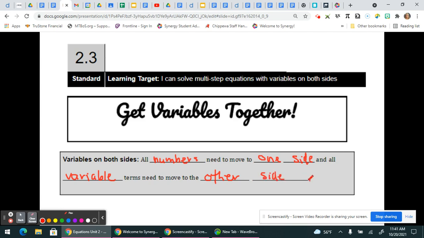Okay, so what's going to happen is we're going to have equations that have variables on both sides. And what we have to do is isolate them and get them to only one side so that we can solve for a variable. And I'll explain that as we go. So that's going to be very important. We're going to isolate our variables. We're going to need them on one side. So variables on one side, numbers on the other.